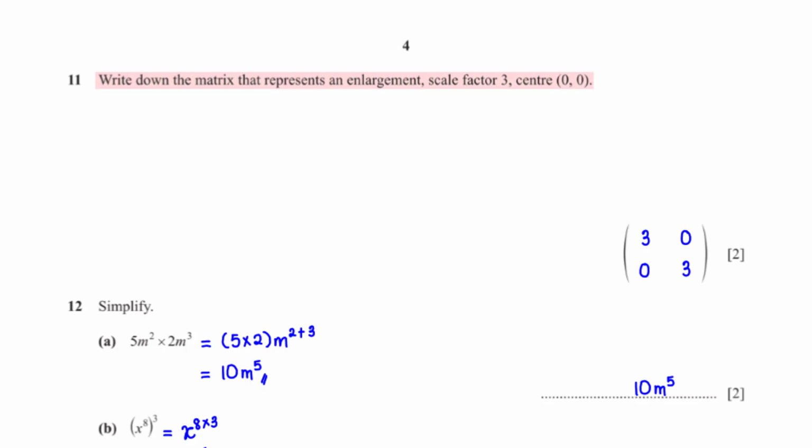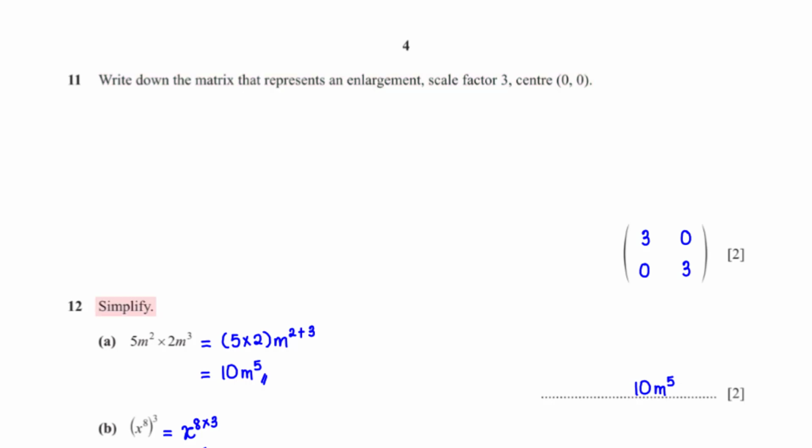Write down the matrix that represents an enlargement, scale factor 3, center (0, 0). Here is the matrix that represents an enlargement with center (0, 0). The number for the scale factor, which is 3, is represented in the major diagonal of the matrix.